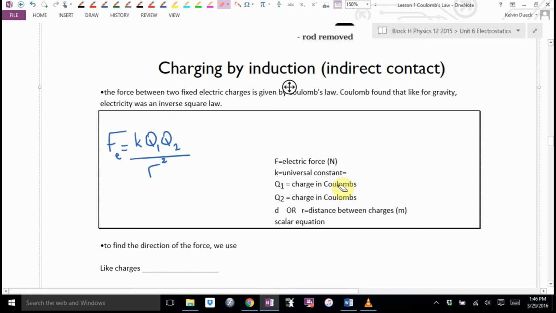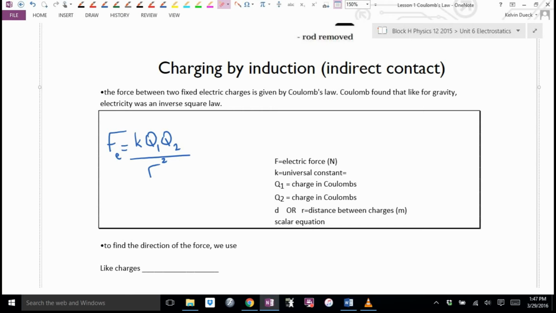the charge of the first object in coulombs. Q2 is the charge on the second object in coulombs. D or R is the distance between the charges, squared. By the way, what equation does this look an awful lot like? Gravity. Yeah. In fact, a lot of what I taught you in the last unit, you're going to see translates over into this unit.